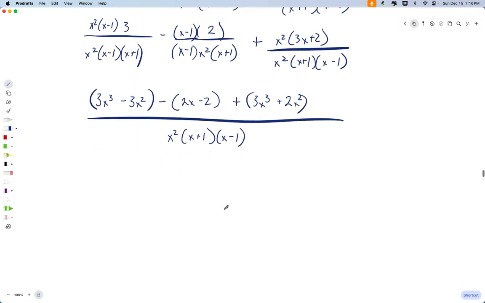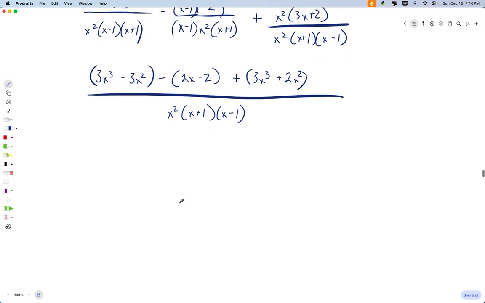Okay, so now we're going to take the operations and apply them to each group. So that's going to be 3x cubed minus 3x squared. Negative 1 times 2x is a negative 2x, times negative 2 is a positive 2. Then this is a positive, so it doesn't change anything in here.